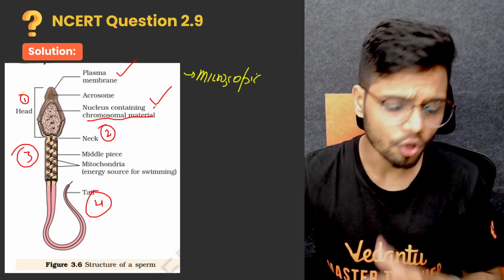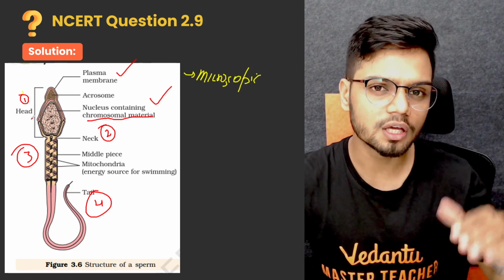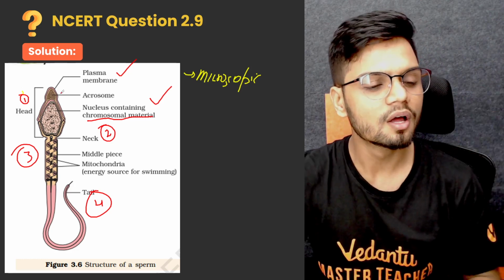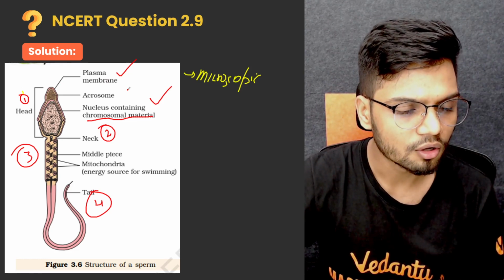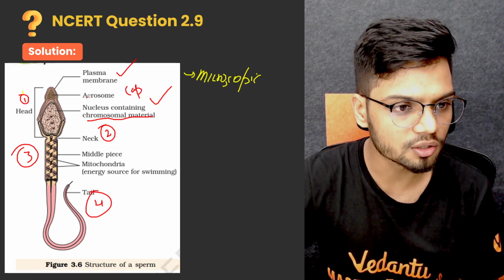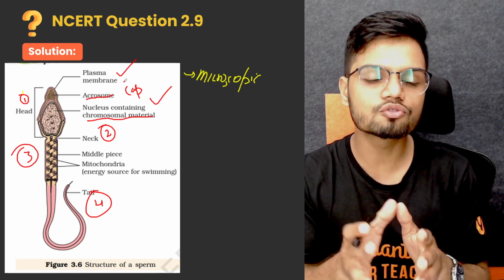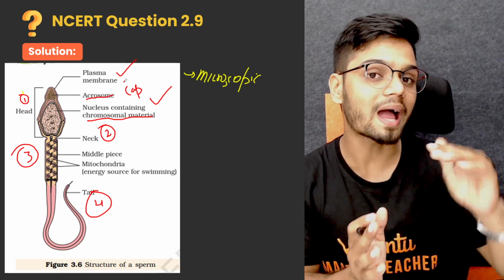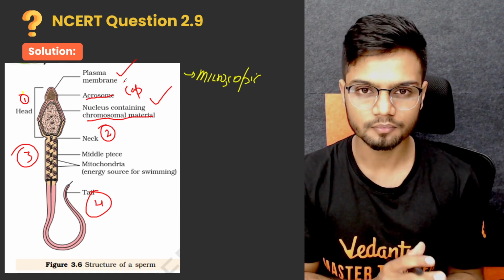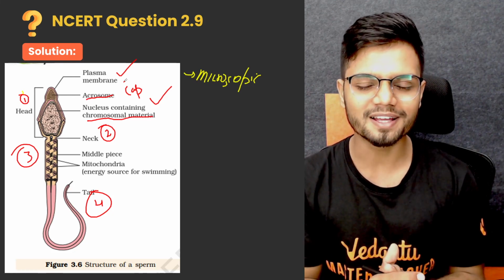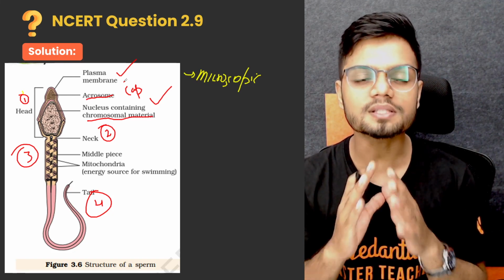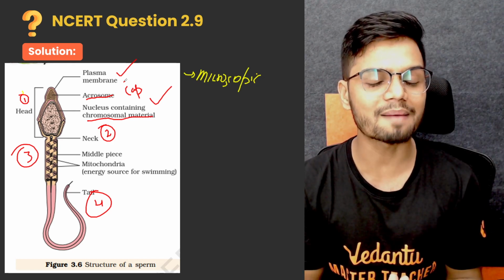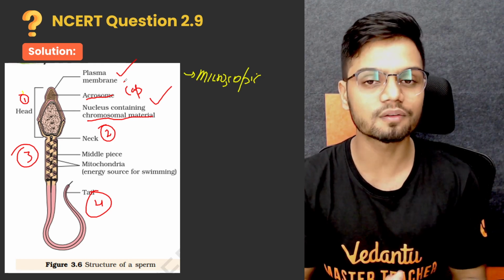Clear? Now, if you look at the anterior portion of the head region, you have a cap-like structure known as the acrosome. The acrosome is a cap-like structure present towards the anterior portion of the sperm. What is the function? The acrosome has numerous different types of enzymes which help in fertilization of the ovum.